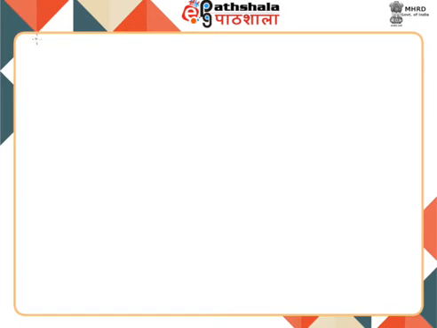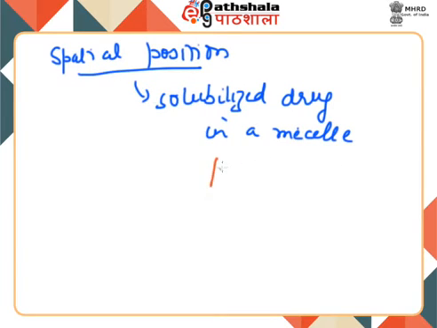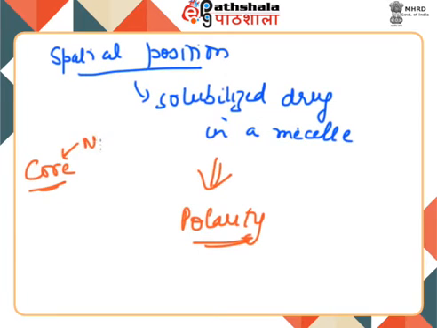So what we can sum up is that the spatial position of the solubilized drug in a micelle depends upon the polarity. The non-polar molecules will be solubilized in the micellar core, so non-polar molecules go inside the micelle core, and the polar molecules or polar drugs will be either at the intermediate position or distributed along the surface of the micelle.